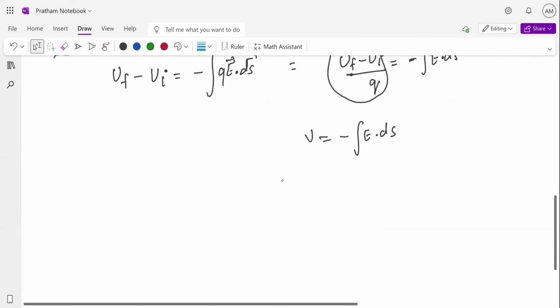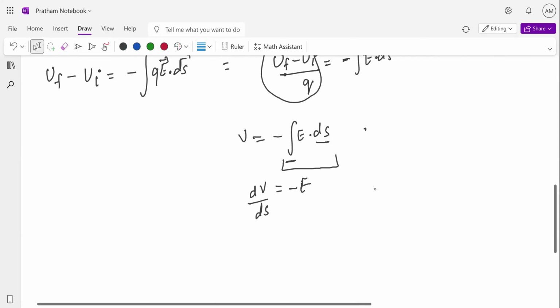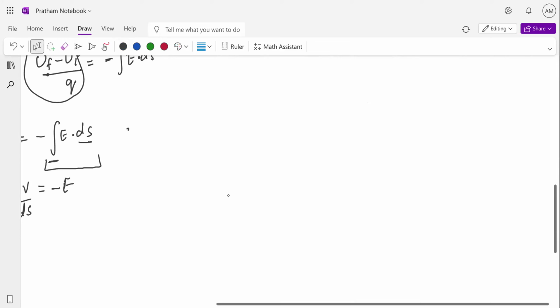Now what I can do is differentiate both sides. Is that clear? If I differentiate both sides, what will happen? One more thing, I'll be differentiating with respect to ds. When I differentiate this whole thing with respect to ds, this integration will cancel, get removed. Understood? But I'm differentiating this with respect to ds, so the left side will become dV by ds. Make sense?